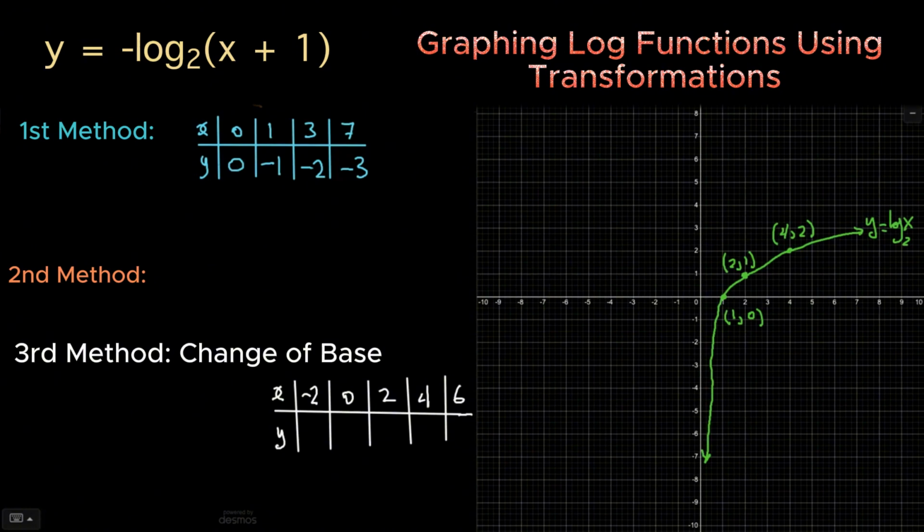One thing I must say, this x plus 1 is going to move the graph 1 to the left. So that means my vertical asymptote is going to move 1 to the left. So my vertical asymptote now is going to be right here.